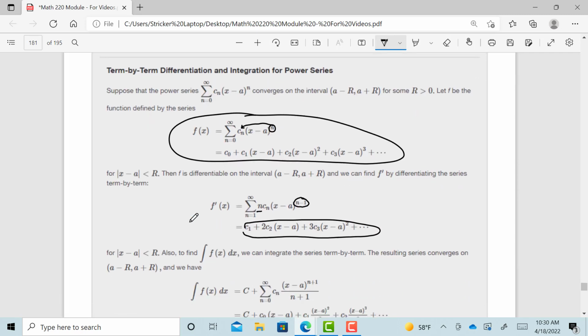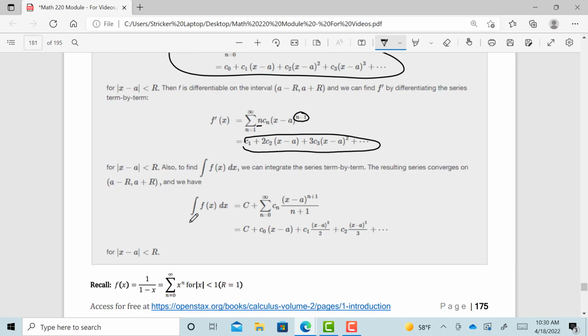And then the same thing applies when we take the integral. So when we take the integral, we add 1 to the power, and then we divide by that new power. And then notice there's also a constant of integration. So you have to make sure, even when we're integrating a power series, that you're including that constant of integration, which should make sense.